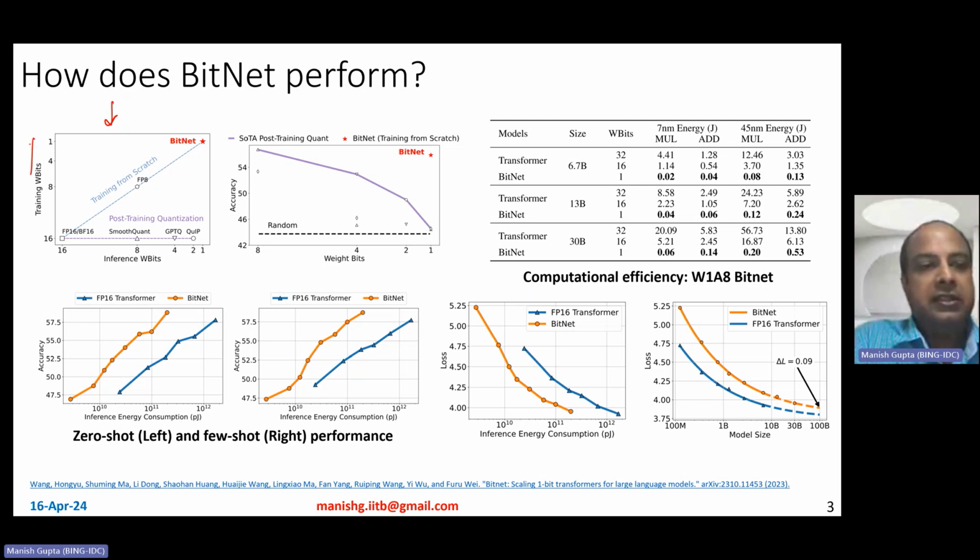In this plot, what you see on the x-axis is inference weight bits, and on the y-axis is training weight bits. The earlier methods, of course, most typically use FP16 or BF16, which means training and testing are both done in 16 bits. BitNet is special because at train time and at inference time, it basically uses 1 bit. That's how BitNet compares with the standard training or inferencing for transformer-based models.